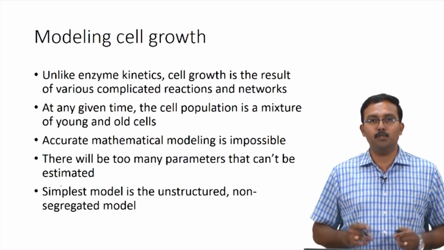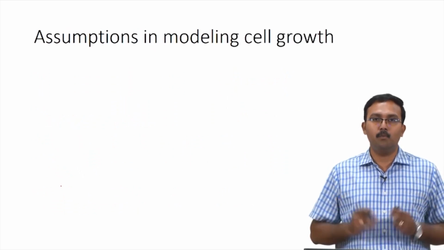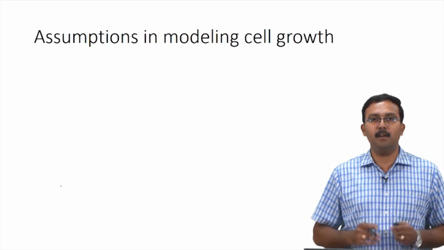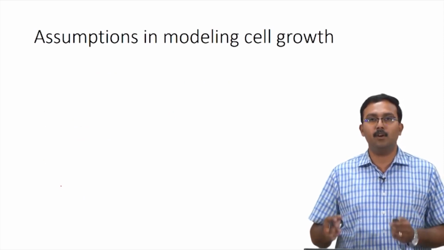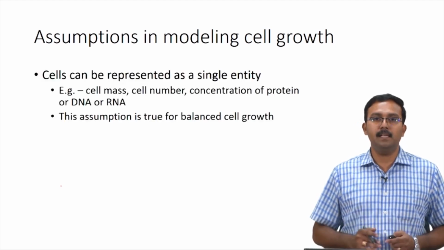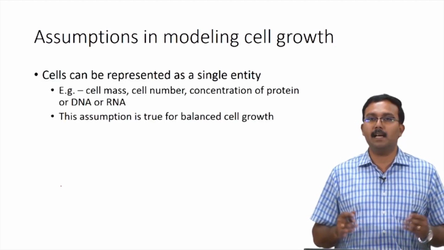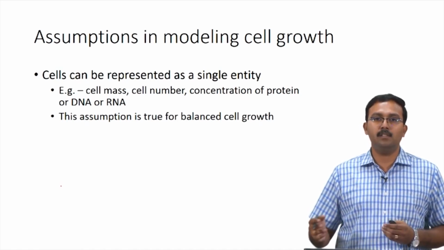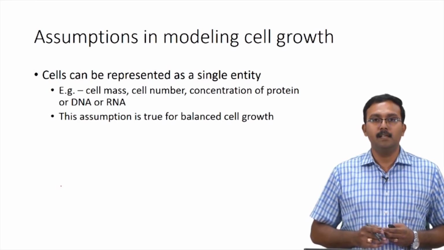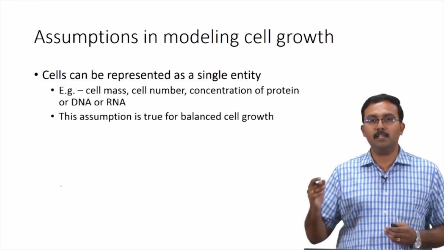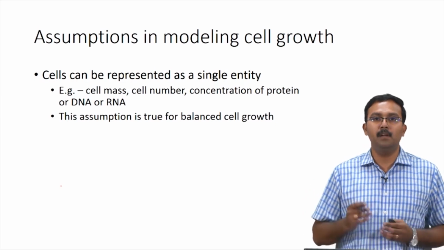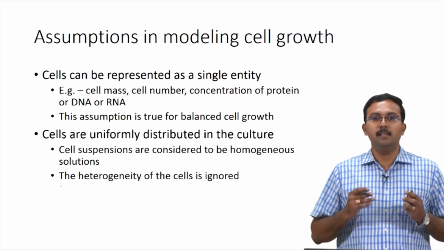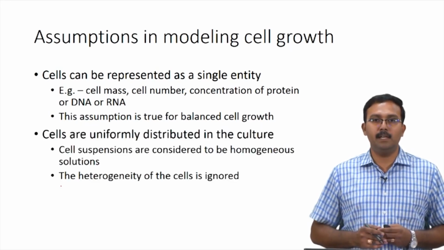We are going to look at one such model which is called the Monod model. Before we do this, we should understand what assumptions have to be made for performing this type of unstructured non-segregated modeling. The first thing is we will assume that cells can be represented as a single entity. It could either be cell mass, cell numbers, or concentration of a protein, DNA or RNA. The use of concentration of protein, DNA and RNA is acceptable for balanced cell growth period, which would be the exponential phase. Cells are assumed to be uniformly distributed in the culture.